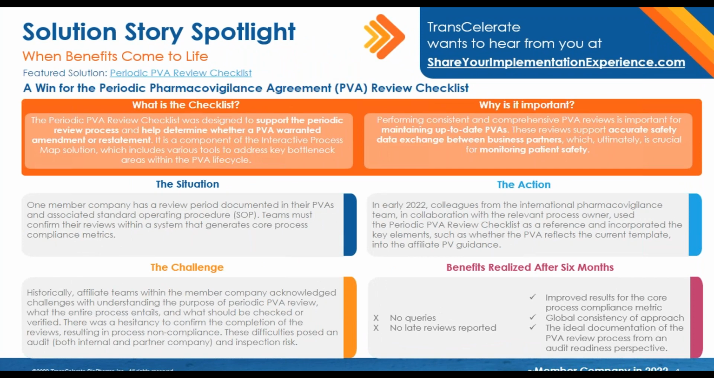But the challenge was that historically, affiliate teams within the member company acknowledged challenges with understanding the purpose of periodic PVA reviews and what the entire process entails and what should be checked or verified. Therefore, there was a hesitancy to confirm the completion of the reviews, resulting in process non-compliance. These difficulties posed an audit risk, both internal and partner company, and an inspection risk.